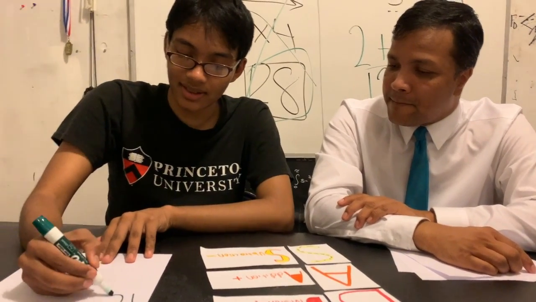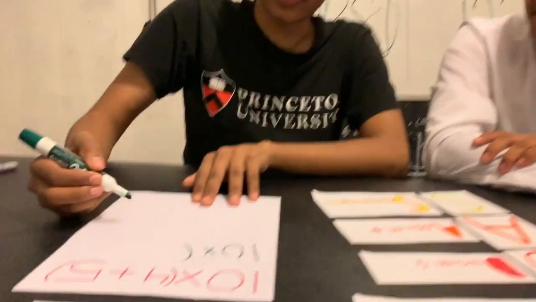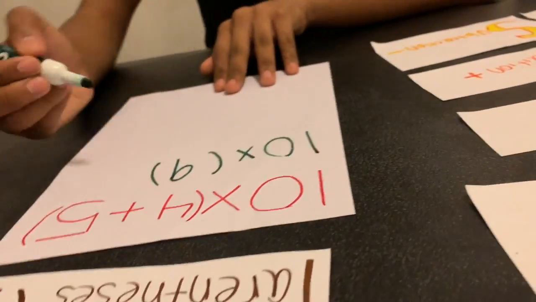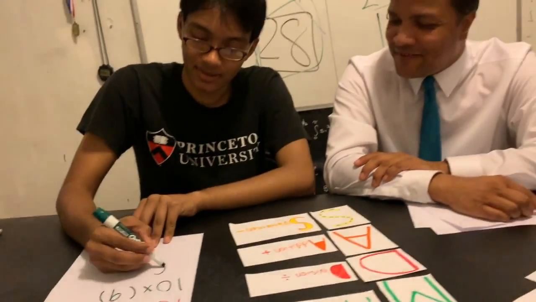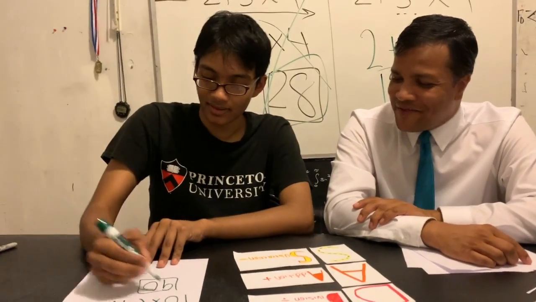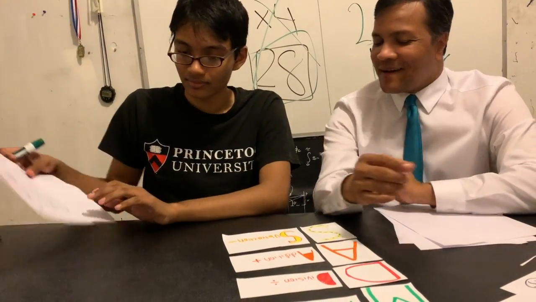So inside the parentheses, I'm gonna have 4 plus 5. 4 plus 5 is 9. Now I just have one operation. Very nice. 10 times 9. All right. Very nice.